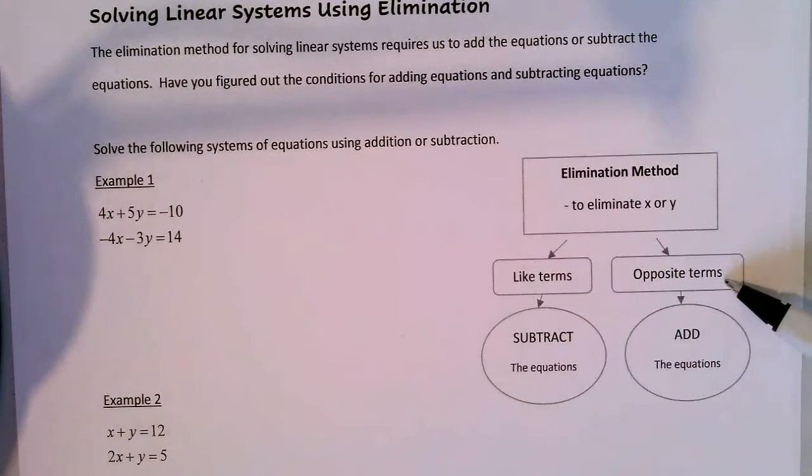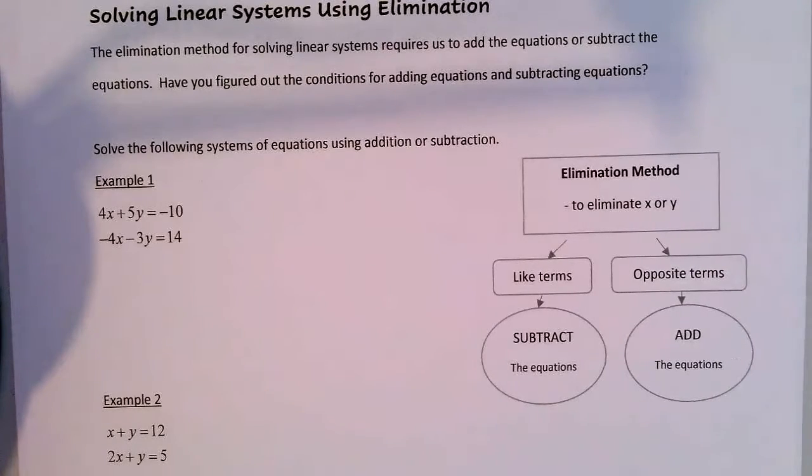If we encounter opposite terms, meaning two x terms that are opposites, meaning one can be a positive 2x and one can be a negative 2x, then we are going to add. If the y terms are opposite, meaning one's positive, one's negative, same number, but just opposite signs, then we are going to add. That's what we need to do. So let's look at some examples.